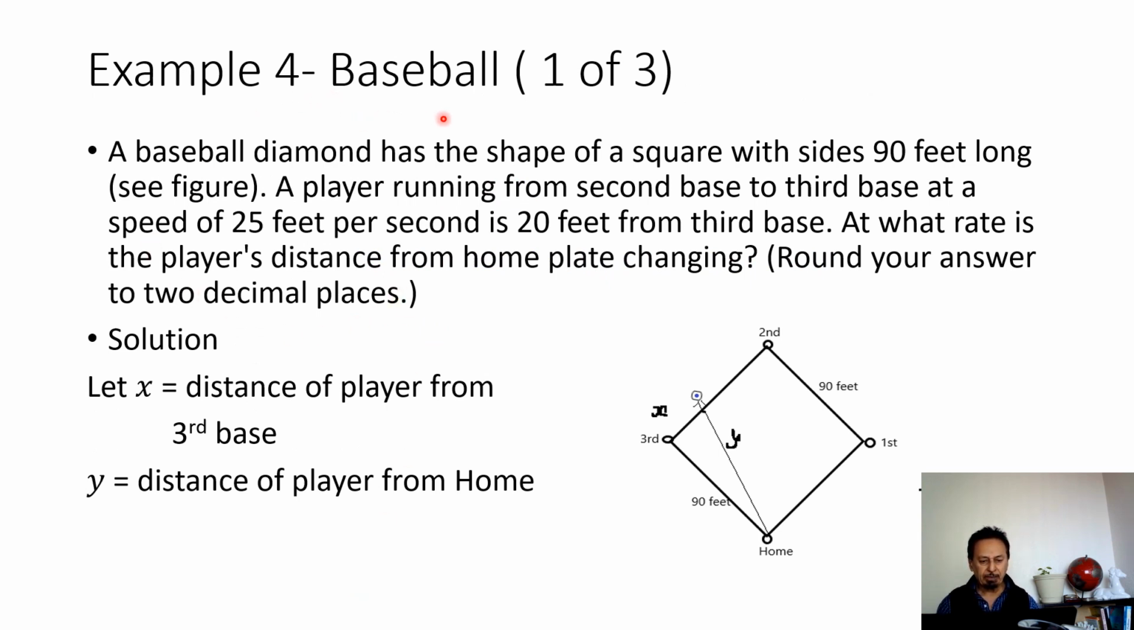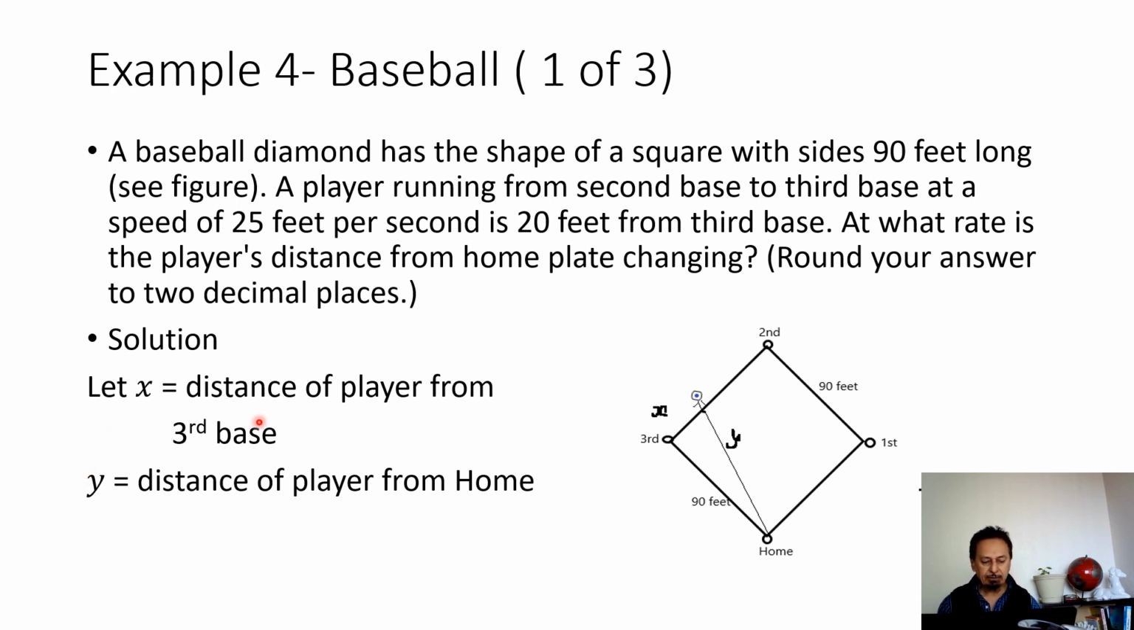Example 4, baseball. A baseball diamond has the shape of a square with sides 90 feet long. 90 feet, 90 feet, 90 feet, 90 feet. A player running from the second base to the third base at a speed of 25 feet per second is 20 feet from third base. At what rate is the player's distance from home plate changing? Round your answer to two decimal places.